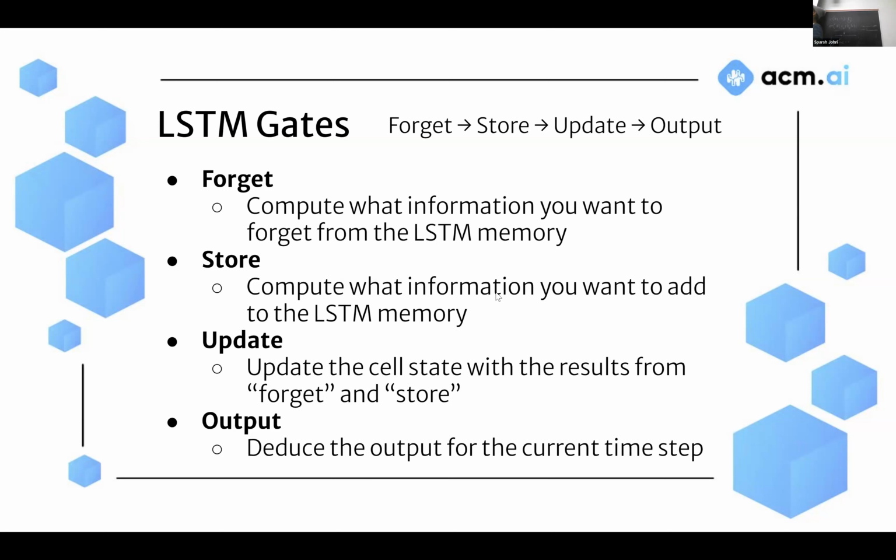That's what you're asking in the store gate. And the update gate just does exactly what it says. It just updates the memory, using the forget and store values. And then the output gate produces the output based on the current input, the value of the cell state that you updated, and also your previous hidden state.